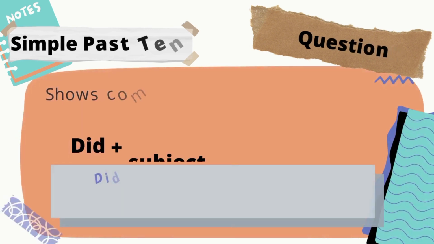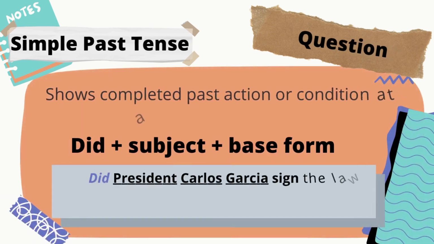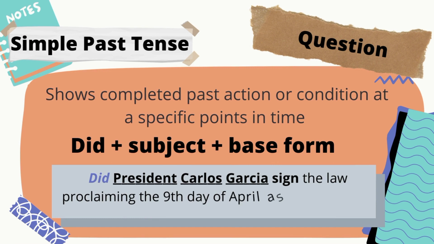Simple past tense can also be used in questions or interrogative sentences. The following formula must be used: did plus the subject plus the base form of the verb. Take a look at this example. Did President Carlos Garcia sign the law proclaiming the 9th day of April as a legal holiday? This sentence follows the given formula in creating an interrogative sentence in simple past form. Did plus the subject President Carlos Garcia plus base form of the verb sign.